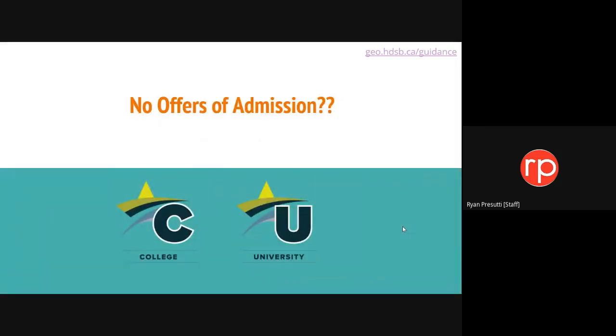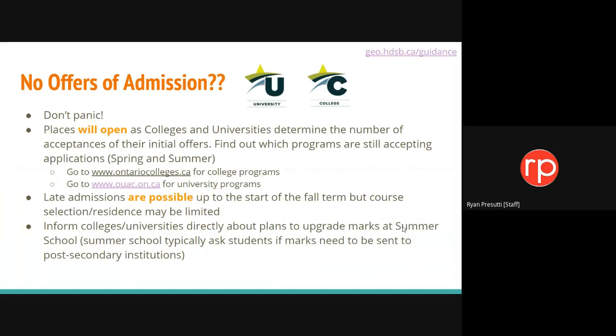What happens if you don't get an offer of admission? That can happen, and it does happen, and that's okay. So don't panic, because places will continually open up at colleges and universities as the spring goes on. Colleges and universities have multiple rounds of consideration. They send out multiple rounds as they get more information, more data from schools across Ontario. They send out more offers as the year goes on.